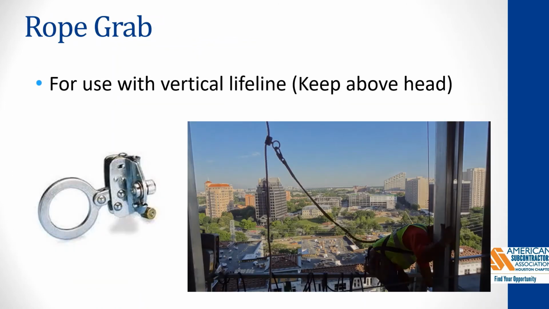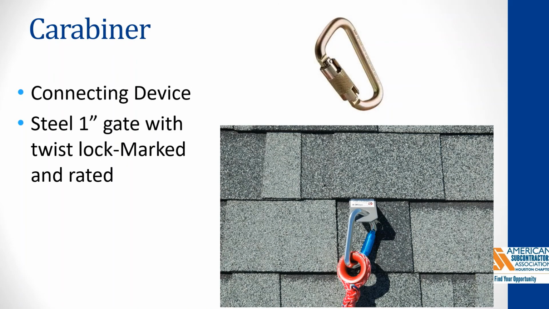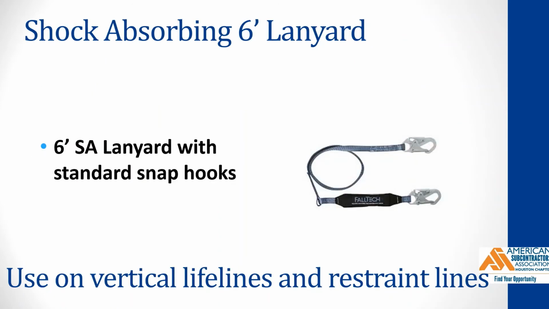When utilizing a rope grab on a vertical lifeline, make sure the rope grab is constantly adjusted and is located above your head. A carabiner is another type of connecting device used in fall protection. Steel with a 1-inch gate and a twist lock that's marked and rated for your application. The shock-absorbing 6-foot lanyard with standard snap hooks is used on vertical lifelines and restraint lines.